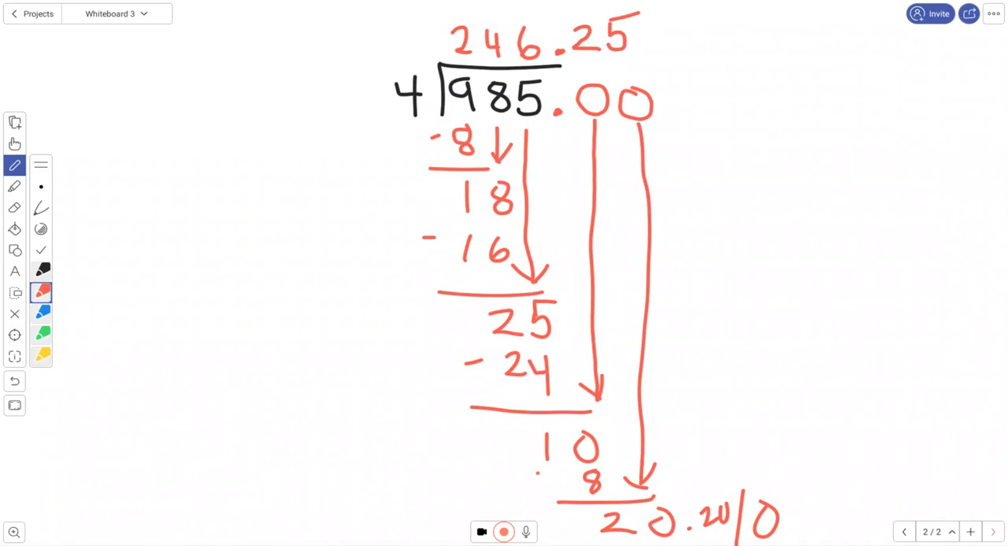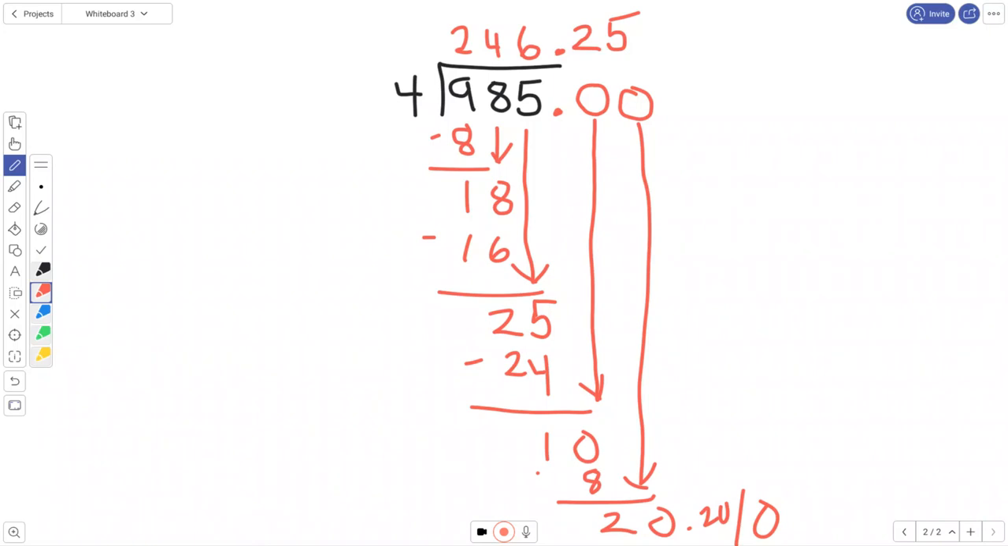So our goal with this is if you want to keep going, all you do is keep adding zeros and dropping them down as long as you have something left over. Your goal is to eventually get to 0 left over, and then you know your answer is correct. So my answer, if I was going to write this as a decimal, would be 246.25.